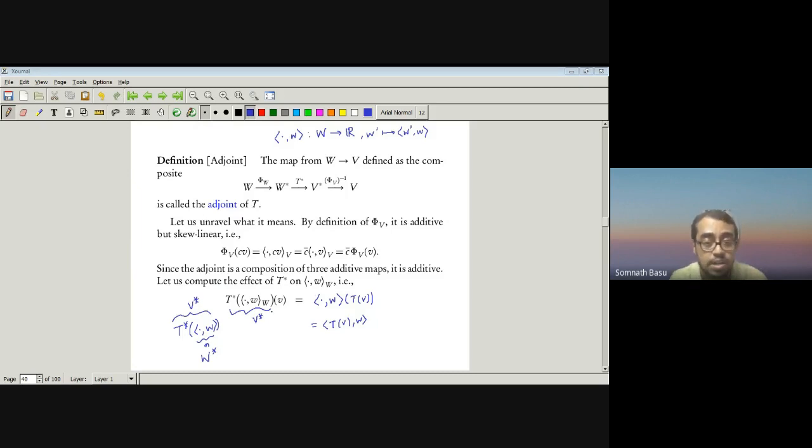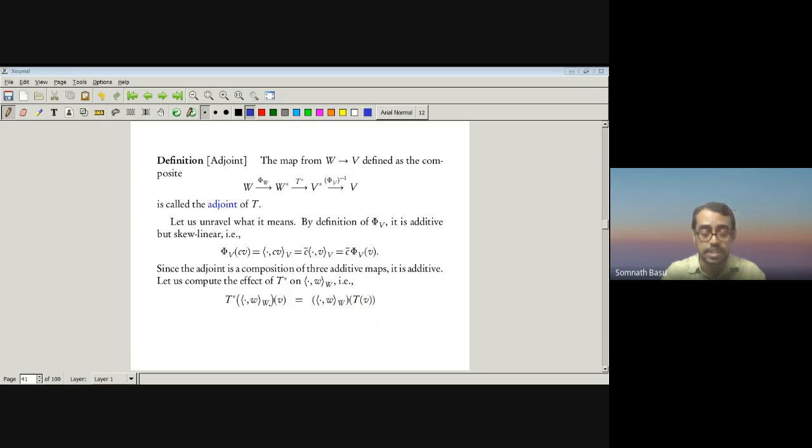We're trying to unravel what T star is of this particular element of W star. By the finite-dimensional Riesz representation theorem, every element of capital W star is of this form. We just proved it. So it suffices to know what T star is of such an element, because every element of W star is of this form. So by definition, this is Tv dot w, and I'm keeping the subscript capital W here because I want to keep track of the inner product in W versus the inner product in V, since there are two inner products floating around.